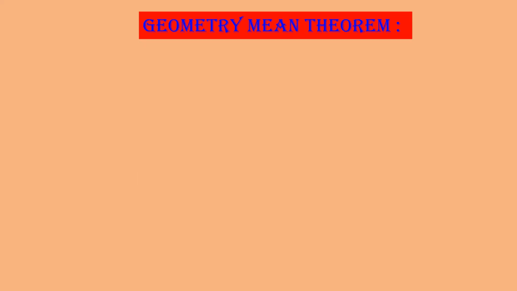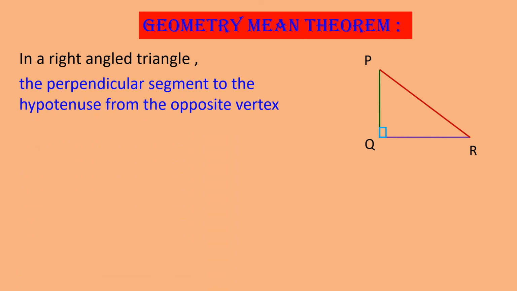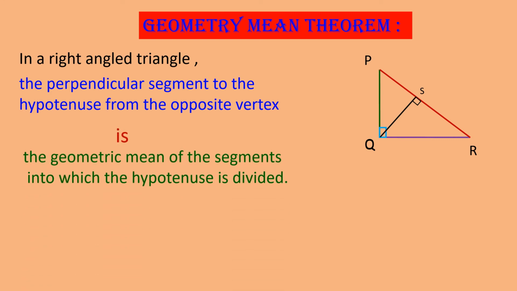Now we will see the geometric mean theorem. In a right angle triangle, as you see triangle PQR, the perpendicular segment to the hypotenuse from the opposite vertex, that is, from Q we are drawing a perpendicular on PR, is the geometric mean of the segments into which the hypotenuse is divided. That means QS is the geometric mean of PS and SR.